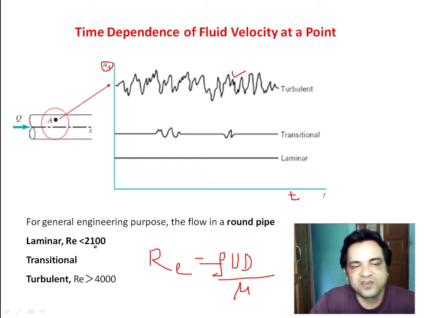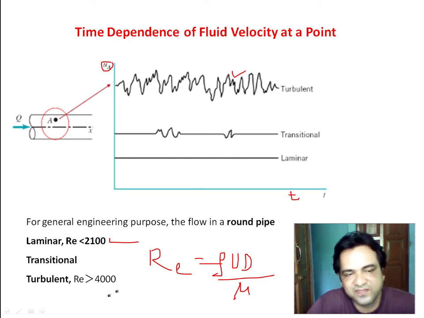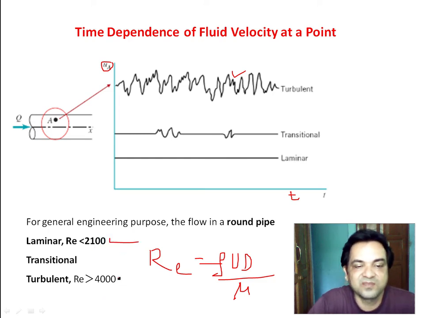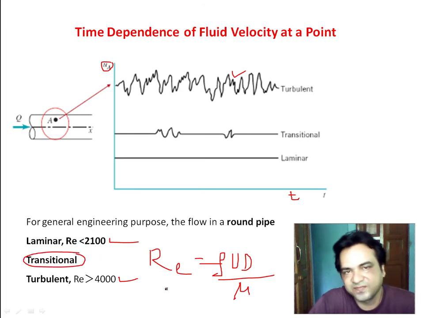If the Reynolds number is less than 2100, then the flow is laminar. But if the Reynolds number is more than 4000, the flow becomes turbulent. And in between these two values, the flow is transitional. So now we can easily say whether the flow is laminar flow or turbulent flow.